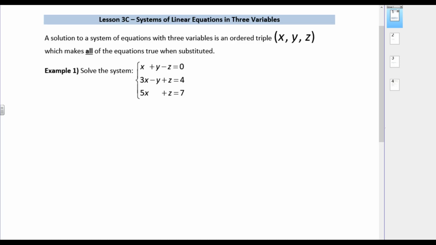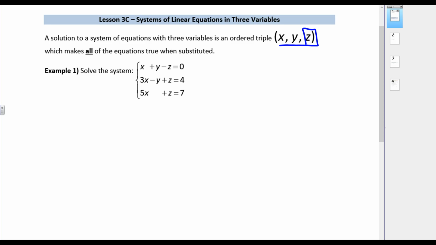Hello and welcome to Lesson 3C, where we talk about systems of linear equations in three variables. A solution to a system of equations with three variables is an ordered triple x, y, and now a new variable z, which makes all of the equations true when you substitute in. So let's look at an example for y'all to see this in action.